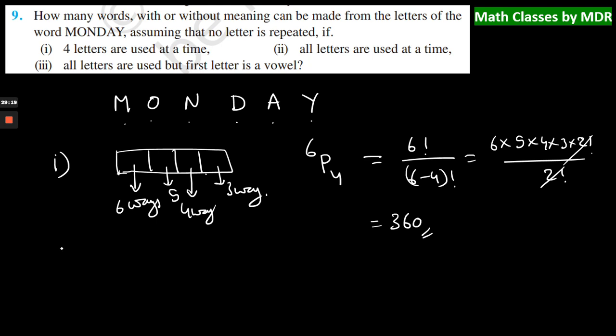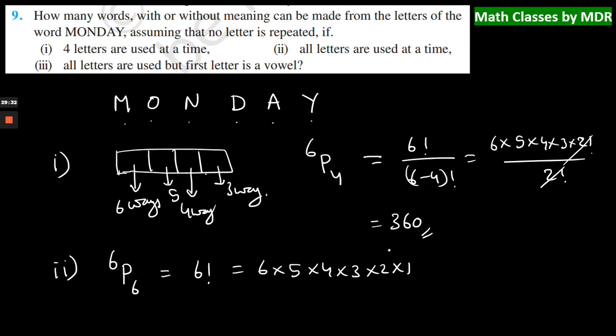What about when all letters are used at a time? This is a very easy one, right? That is 6P6. So that will be 6 factorial in another way. So 6 into 5 into 4 into 3 into 2 into 1. Right? So you will get 720 words.